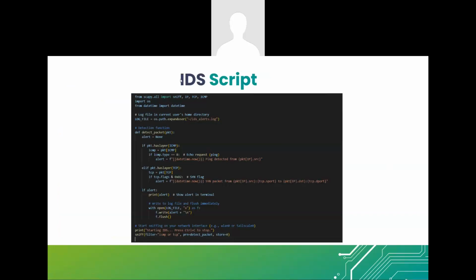With the IDS script, the script uses Scapy's sniff function to capture packets from the Tailscale interface and sends each one to detect_packet, which is a detection function. If the packet is an ICMP echo request, it logs it as an alert. And if it's a TCP SYN packet, it extracts the ports and logs it as a scan attempt. Each alert is written to ids_alerts.log and is flushed immediately, so you can view it live in a second terminal using tail -f. It's a clean, simple script, but it's highly effective. So let's take a look at a live demo.